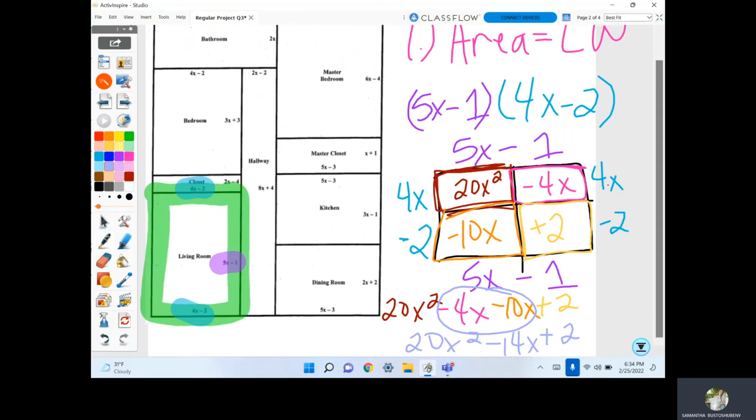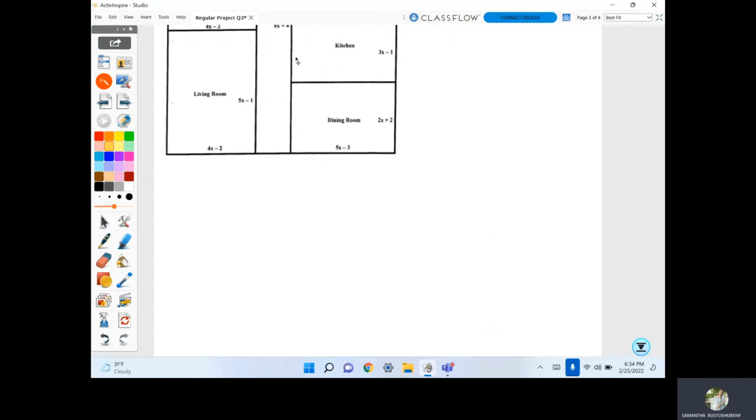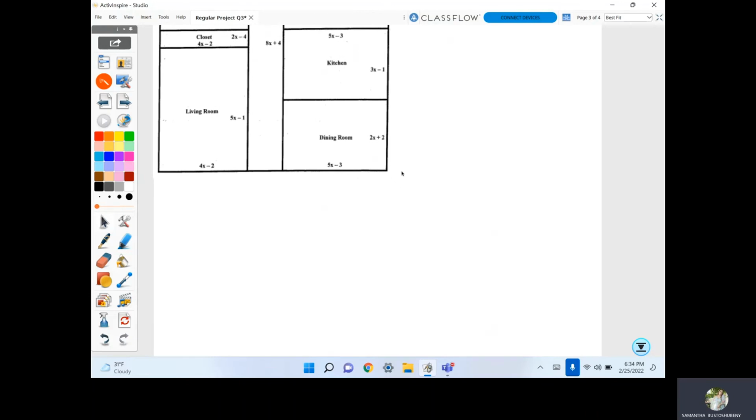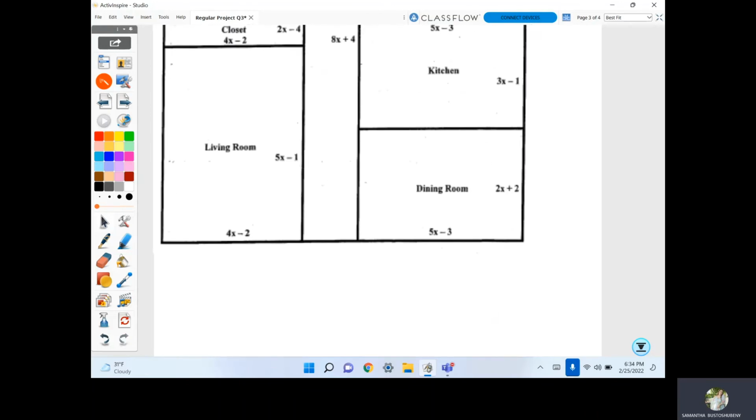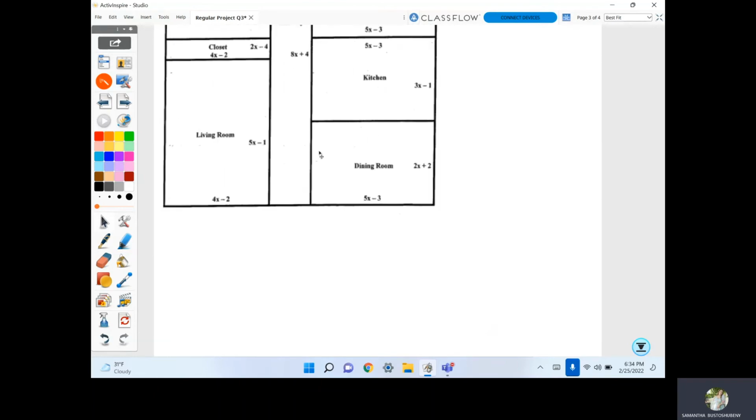We need to do perimeter. All right, so I mentioned before that we need to pay attention to the fact that 4x minus 2 is on both sides. The reason we need to pay attention to that is because I need to find perimeter. And remember, perimeter has a little phrase that goes with it: add all sides. So if you want to just add up all the sides, you can.